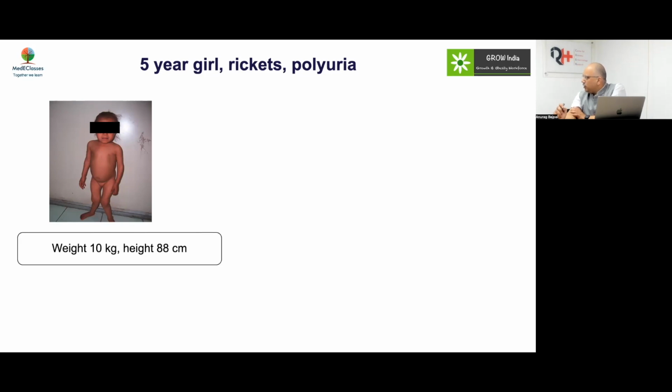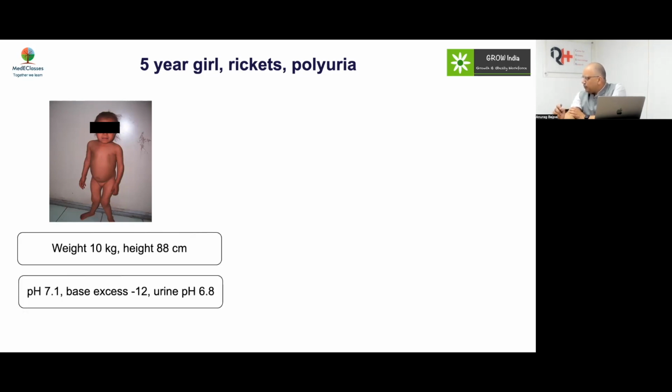5-year-old girl with rickets and polyuria, Vibha, weight is very less, height is compromised, there is metabolic acidosis and urinary pH is high. So somebody said you have acidic blood, and the urine is not acidic. This seems there is an acidification defect. So do you agree this is distal RTA? So there is acidosis and the urinary pH. So you have to do other tests. Anything else before that?